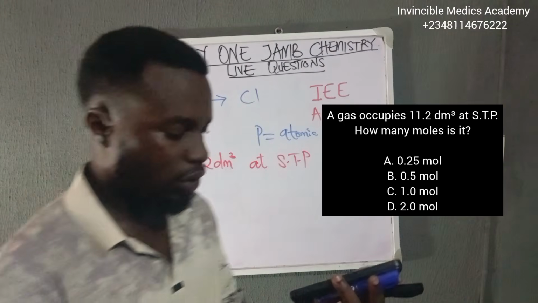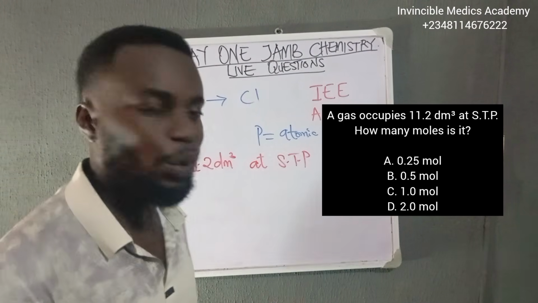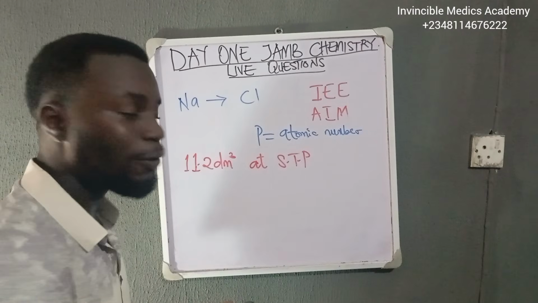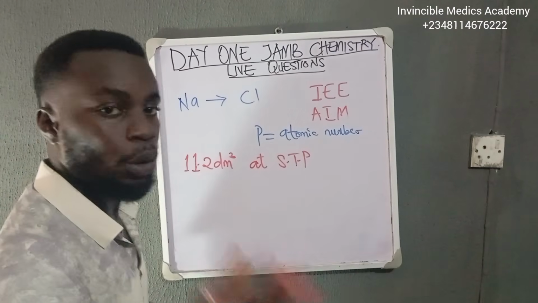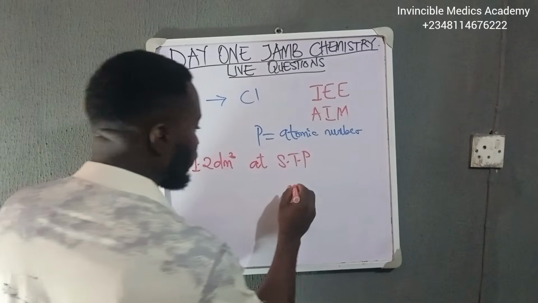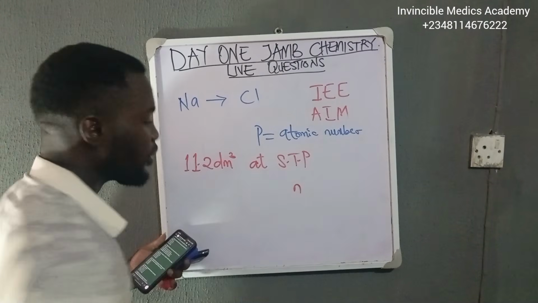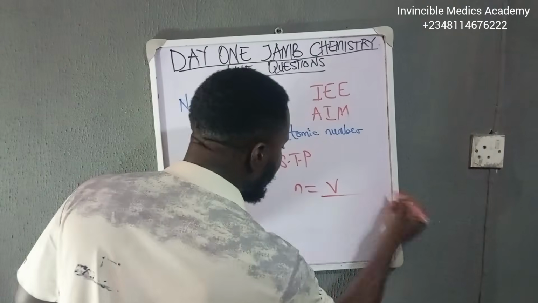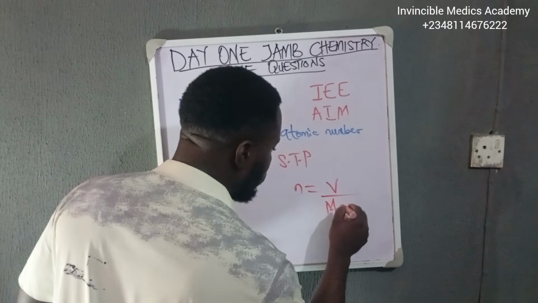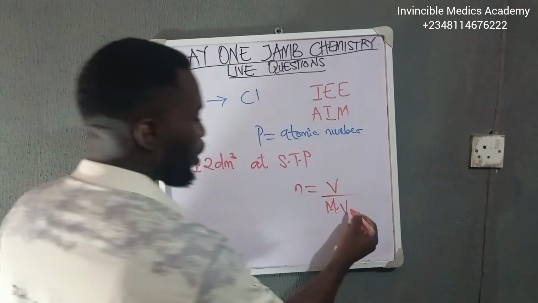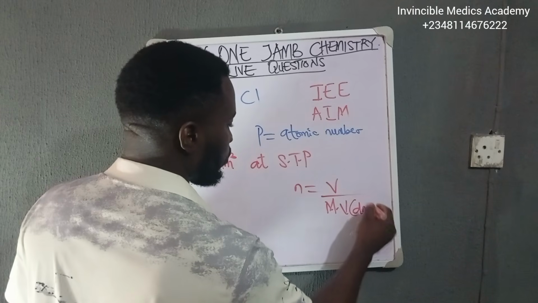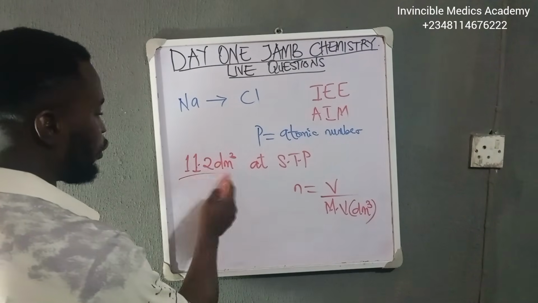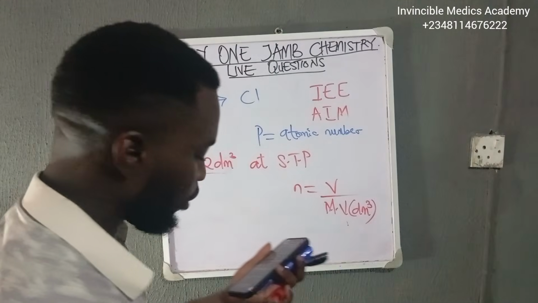How many moles is it? This is a very cheap question. If you followed my video on stoichiometry, I gave you a particular formula. I gave a list of formulas anyway, but you remember this particular formula that says that number of moles is equal to volume, that is the given volume, divided by molar volume. This is molar volume in dm cube, if the volume is in dm cube. As in this case, our volume is in dm cube, so our molar volume will be in dm cube.